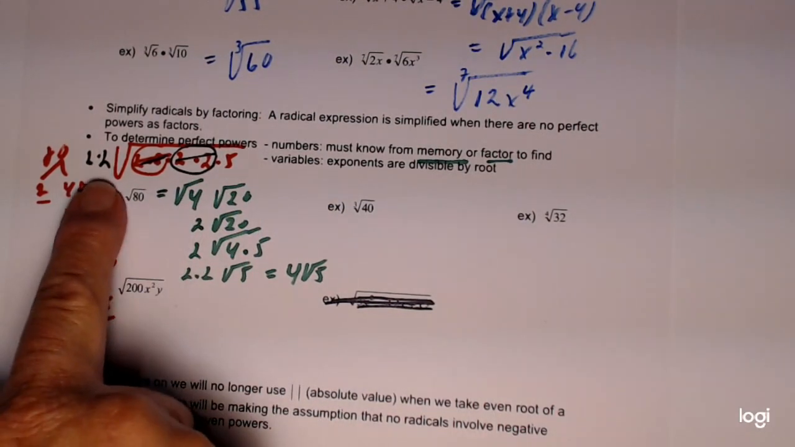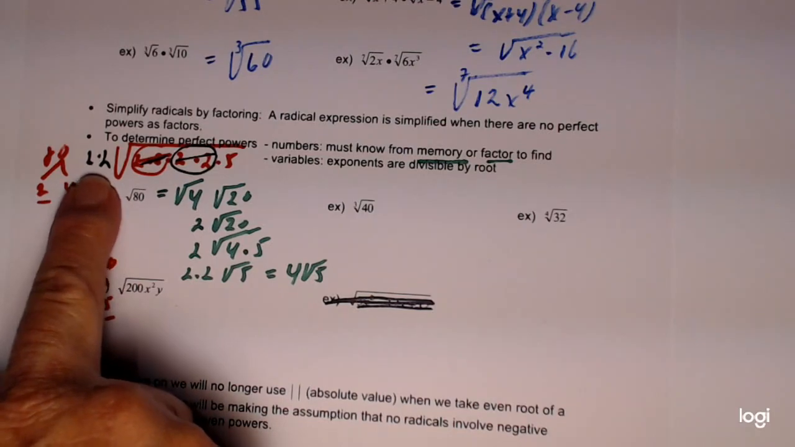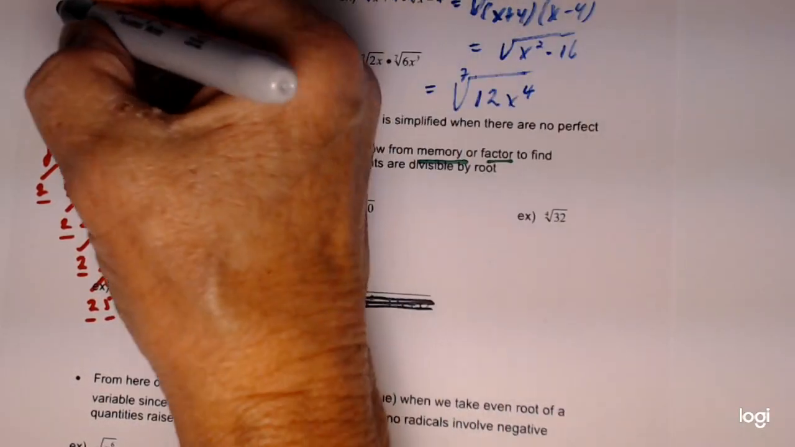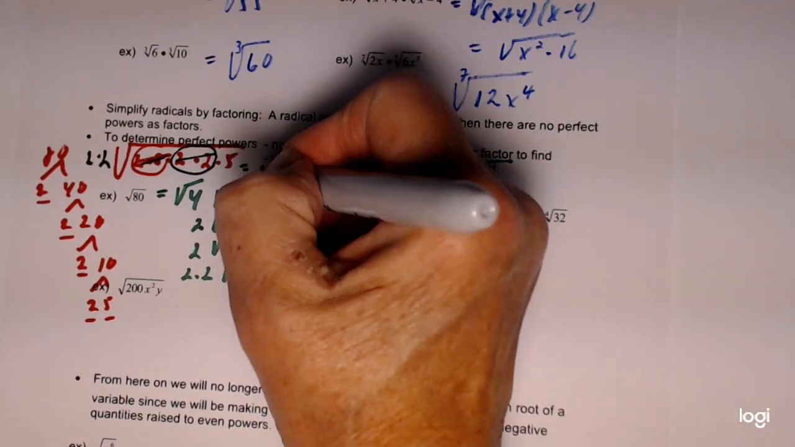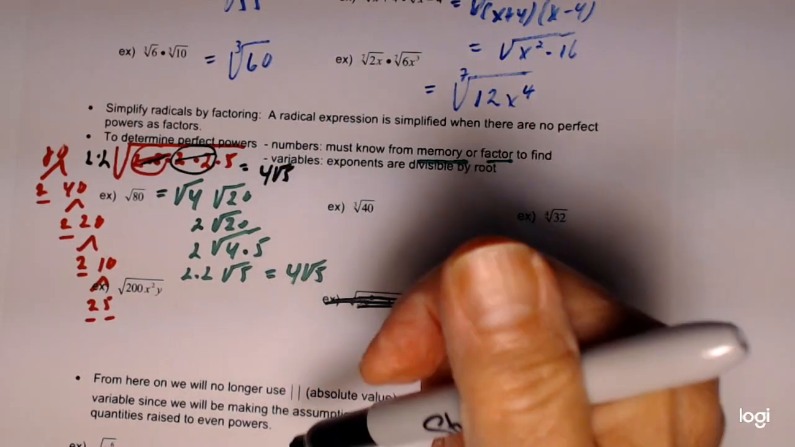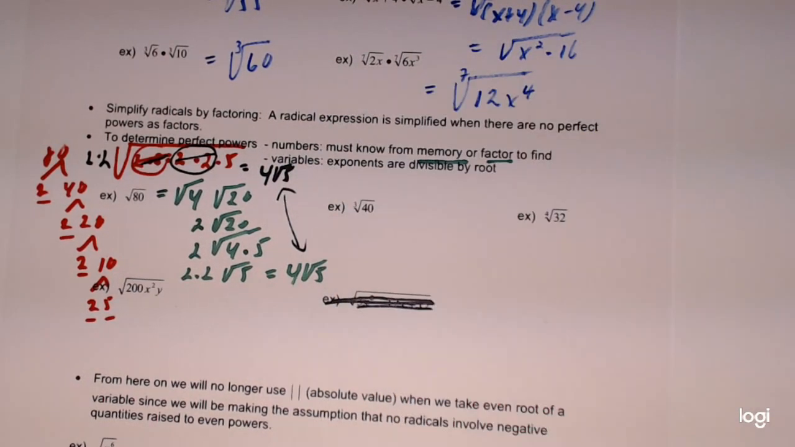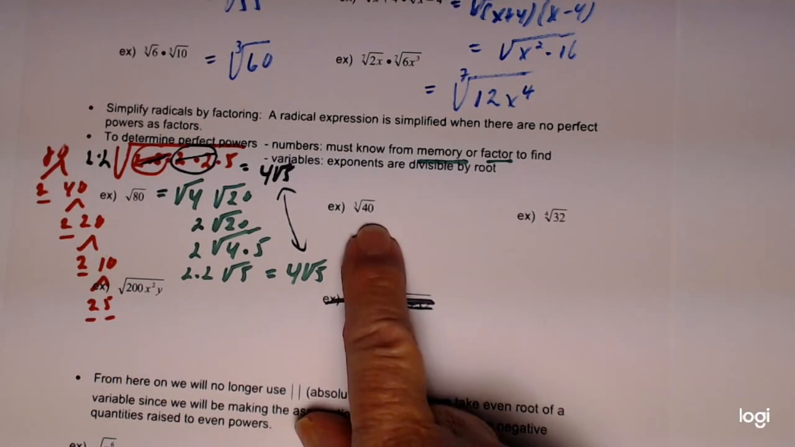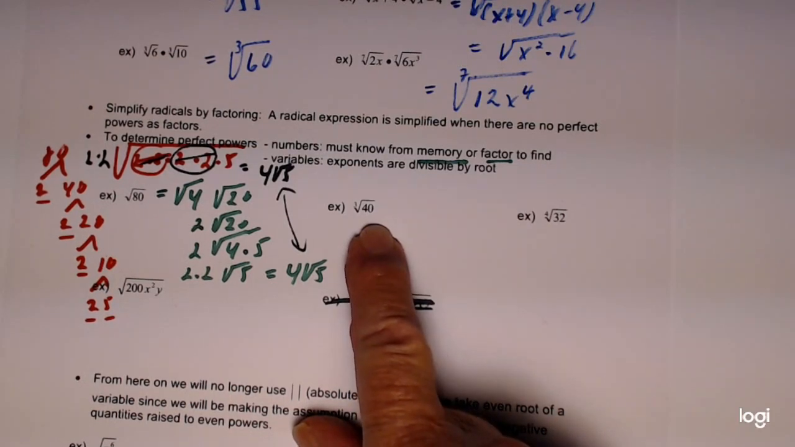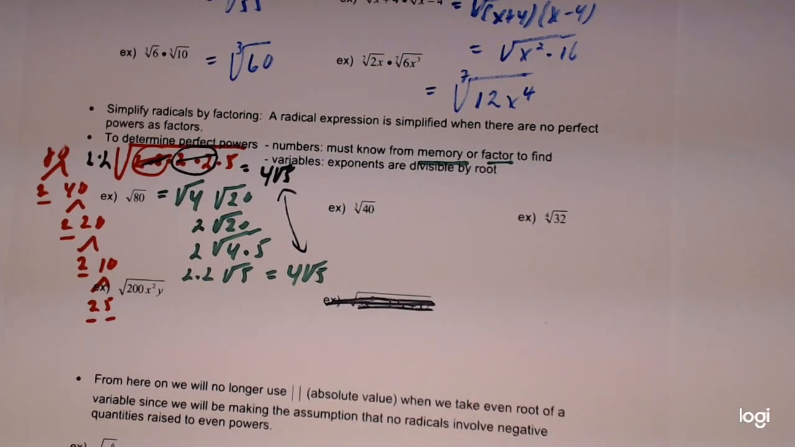So when I look at this, 2 times 2 is 4. So the answer here would be 4 square root 5. Same answers, just different technique. Next example, now we're looking at the cube root of 40. So we need to consider our perfect cubes.